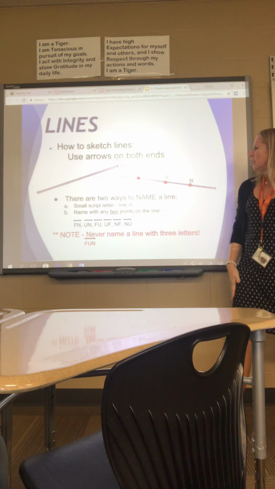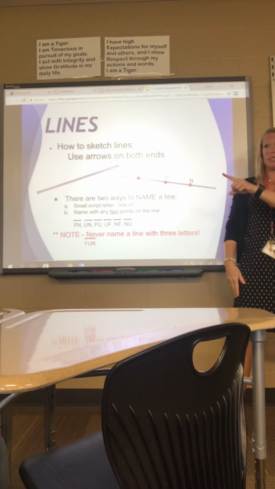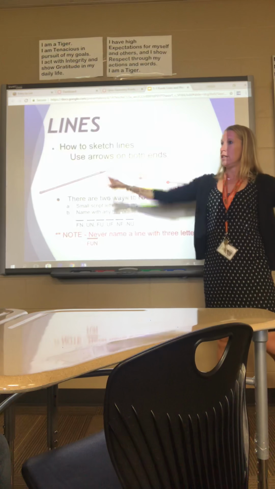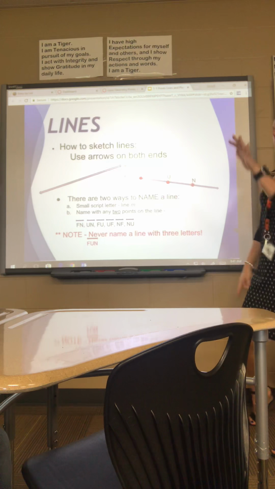Is that a line segment? That is not a segment. It's a line. It goes on forever and ever. Yeah, but if you take 2 points and then what's between... Well, we'll learn about segments tomorrow.